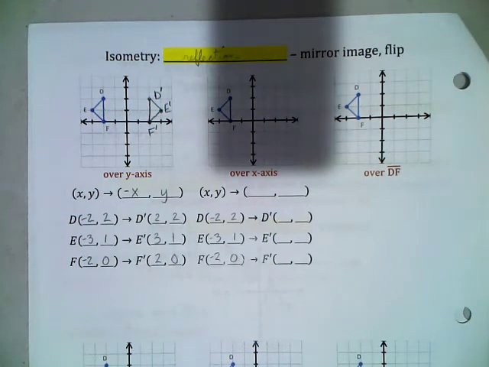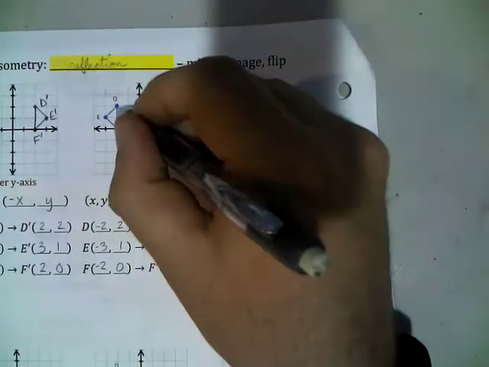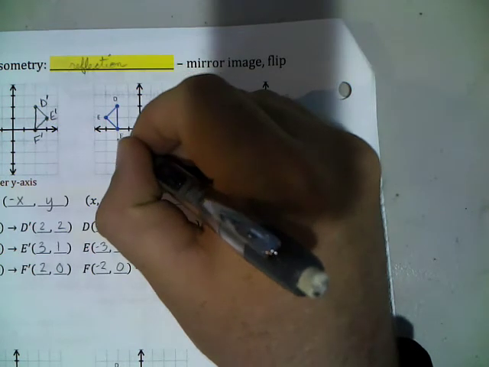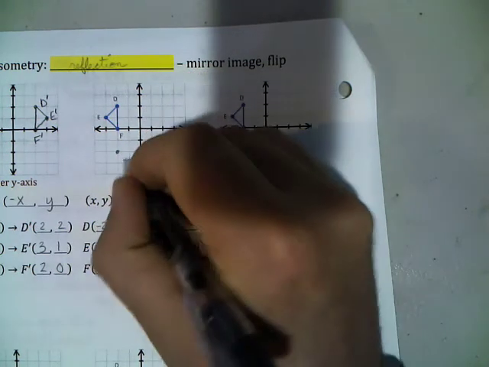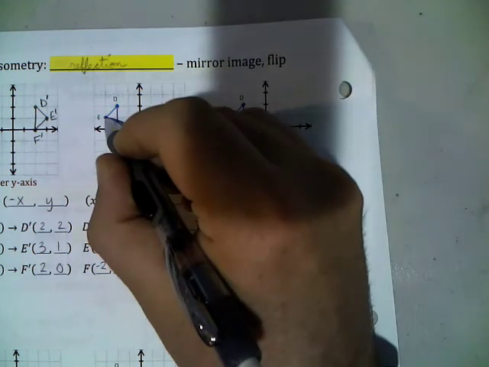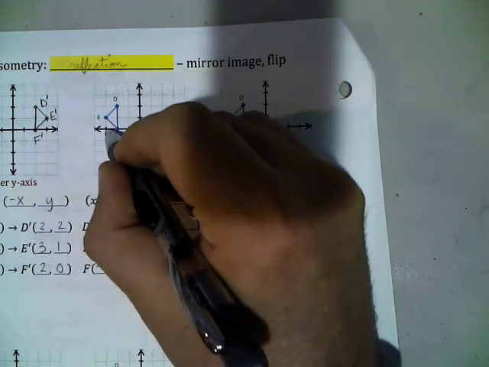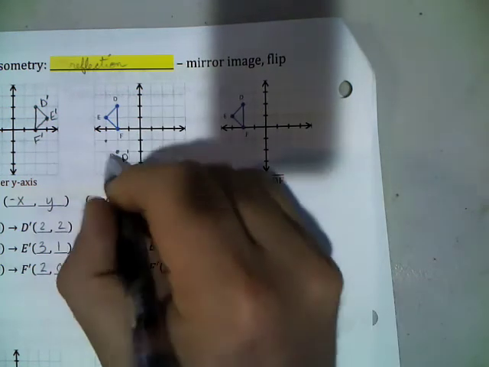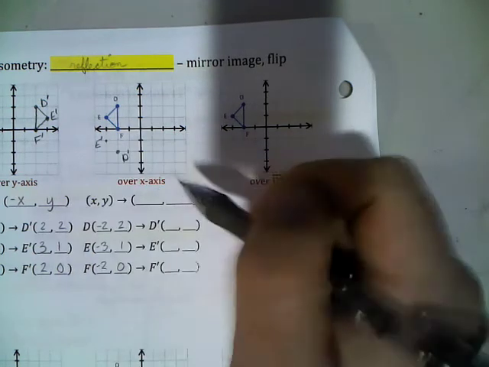All right, now we're going to reflect over the x-axis. So for D, we're moving straight toward the x-axis, and it is 1, 2 away. So 1, 2 on the other side is my D prime. E is just 1 space away, so 1 space away on the other side, that's my E prime.